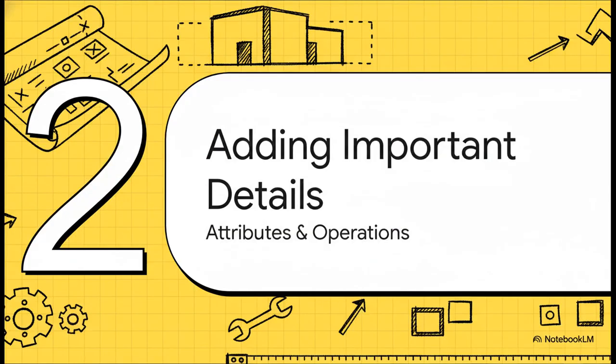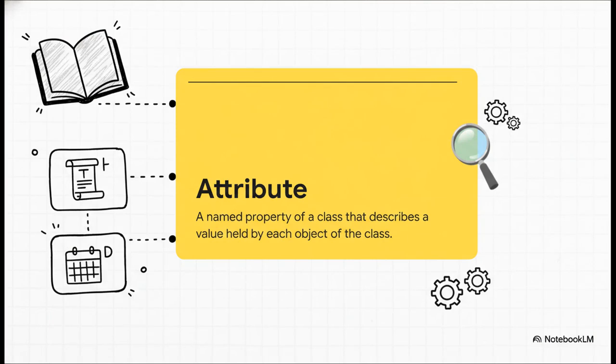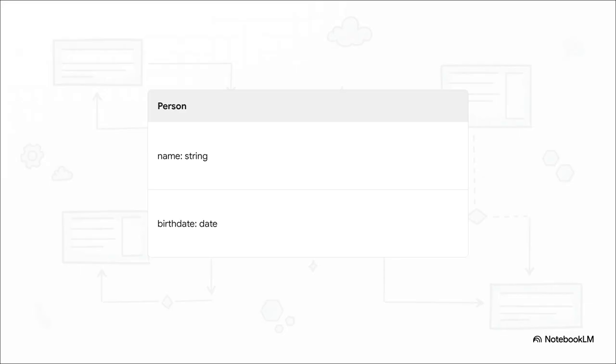So an empty box is a nice start, but a really useful blueprint needs a little more detail, doesn't it? So let's start adding the important information that really brings our blueprint to life. First up, we add what are called attributes. These are just the properties or characteristics of our concept. So, for a book, what kind of information would pretty much every book have? Things like a title or maybe a publication date. Those are its attributes. So we just add a new section to our blueprint box.